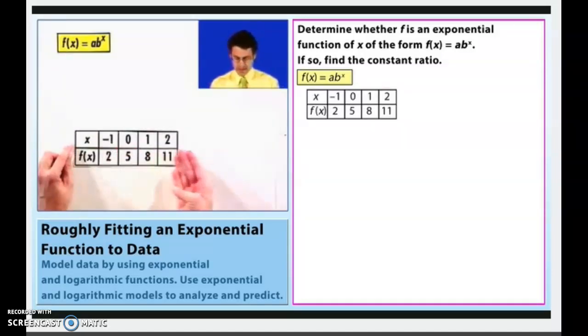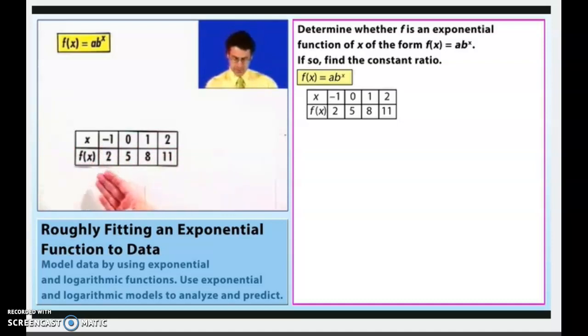So here are a bunch of x values, -1, 0, 1, 2, and then the y values that go along with it: 2, 5, 8, and 11. We can see these x values are all increasing by 1 each time. So let's see what's happening as we look at the y values. Going from 2 to 5, that's an increase of 3. And then from 5 to 8, that's an increase of 3. 8 to 11, increase of 3.